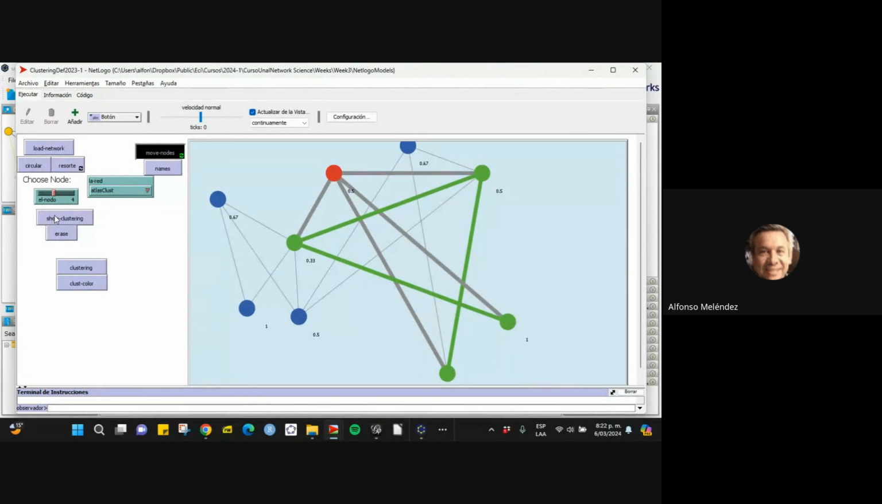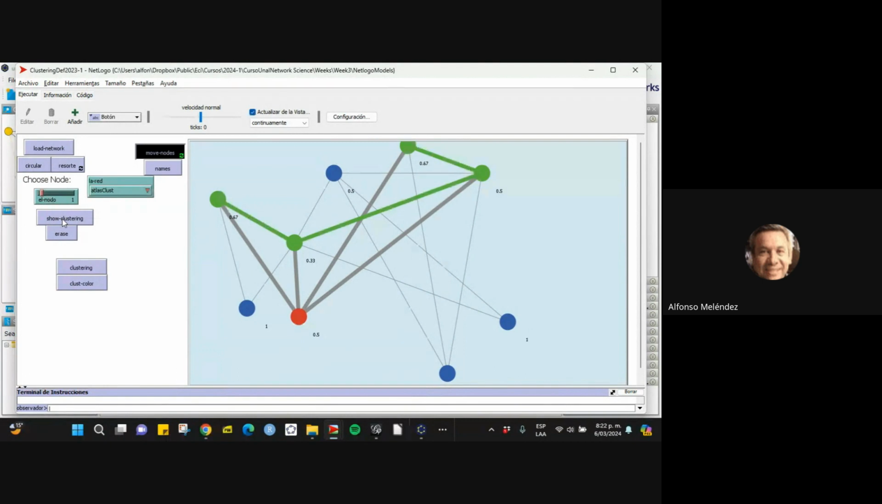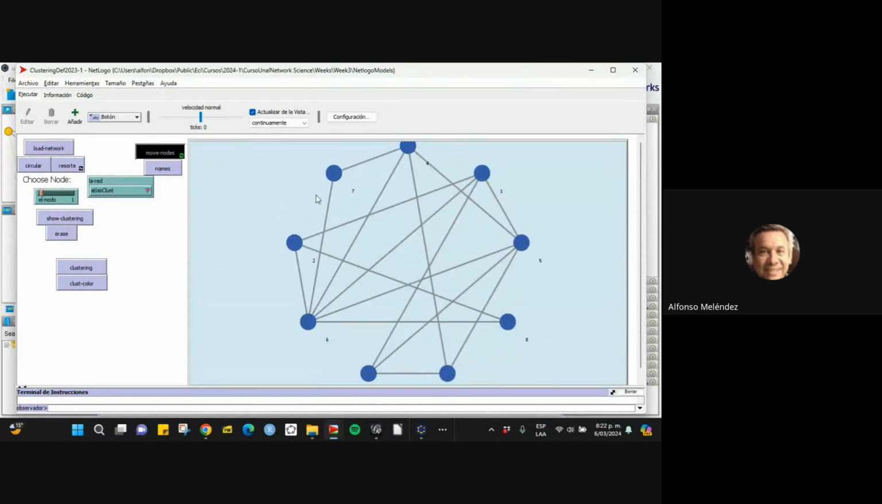Clear or not clear? Yes. Let me load it again. Node 7. Look. What is the clustering coefficient of node 7? 1. This node has 2 friends. How many connections between 2 friends? One connection, one friend to the other, and it exists in the network. So this has maximum clustering. Let's do one more and no more.